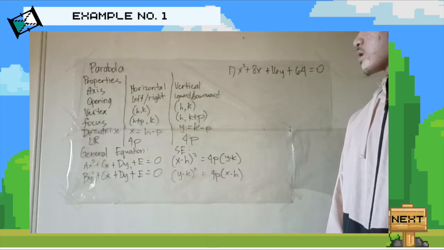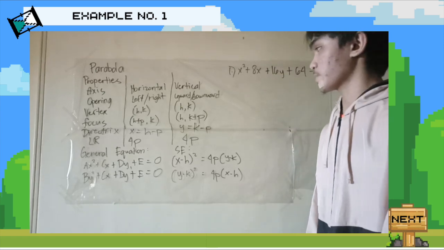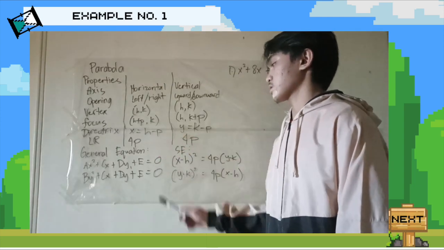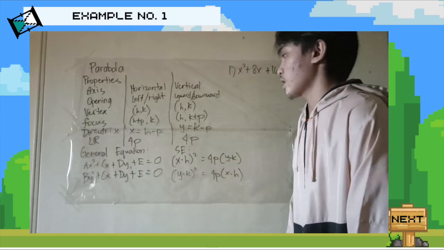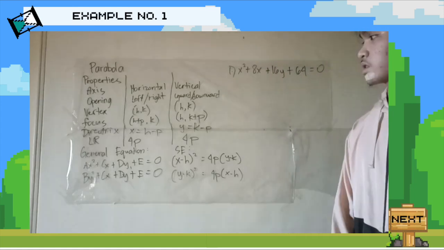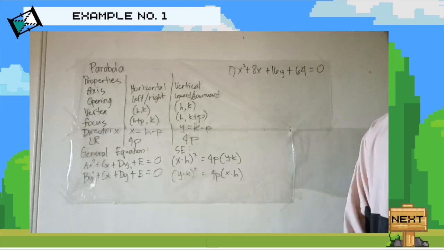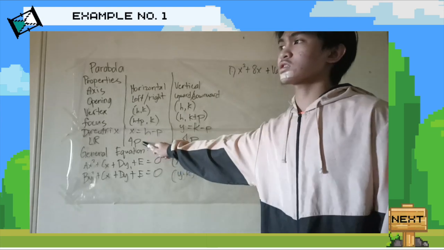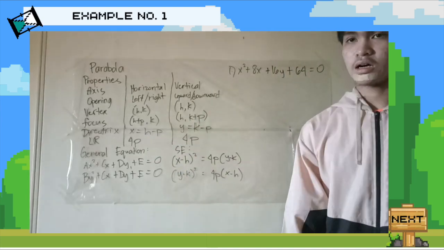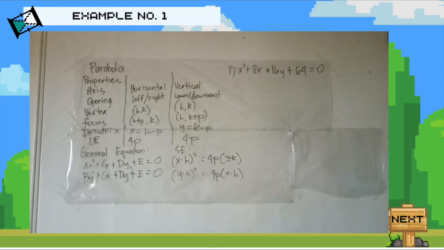Next is the vertex, of course, h comma k. Focus, h plus p comma k. Directrix x is equal to h minus p. And LR, it is 4p, or the latus rectum. So by the way, latus rectum is the line segment that passes through the focus, and p is the distance from focus to the vertex and vertex to the directrix. So LR is 4p.